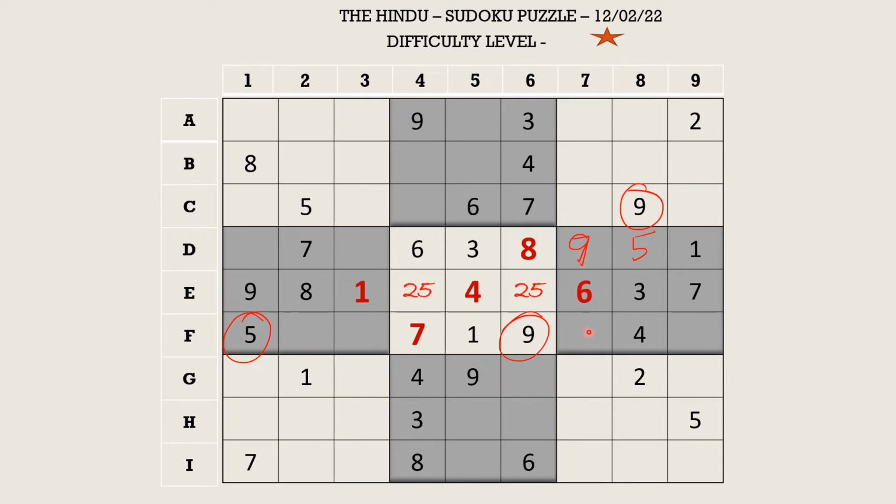Now there are only two empty cells and the missing numbers are 2 and 8. There is a 2 blocking here in column 9. So F9 takes 8 and F7 takes 2. Now in this F row the missing numbers are 3 and 6. And in this block the missing numbers are 2 and 4.